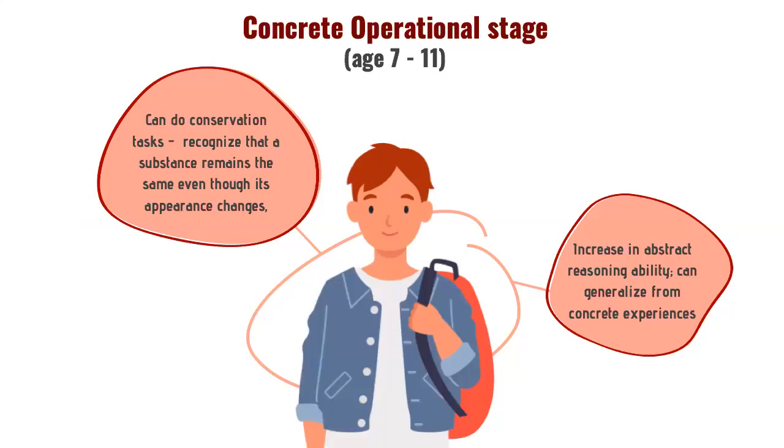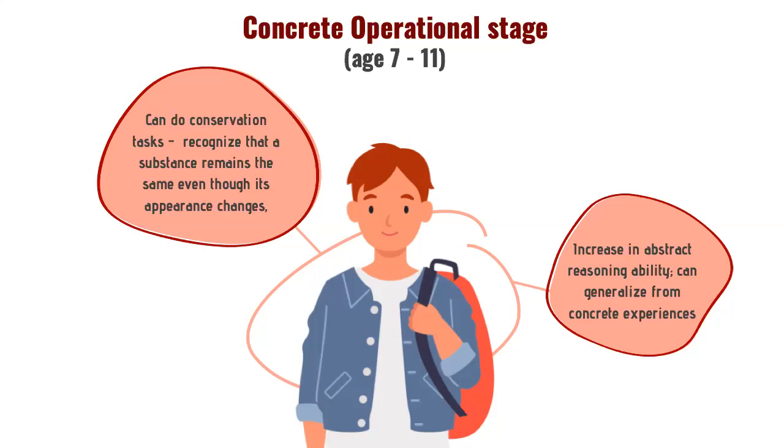Another stage further on is the 7 to 11 year old stage, called the concrete operational stage, in which the child can do conservation tasks. They are able to recognize that a substance remains the same though its appearance changes. For example, they can recognize a room decorated for a birthday party, and know that something happy is happening, or that somebody's birthday is happening. This is where the child is able to relate.